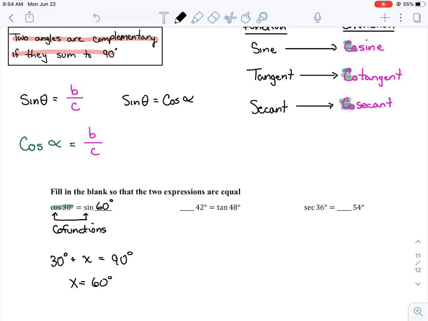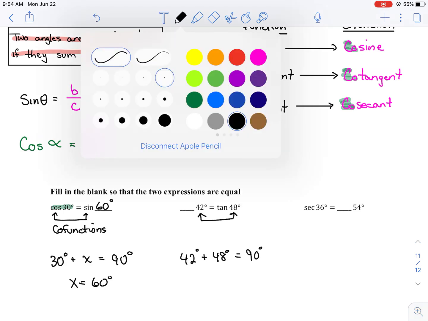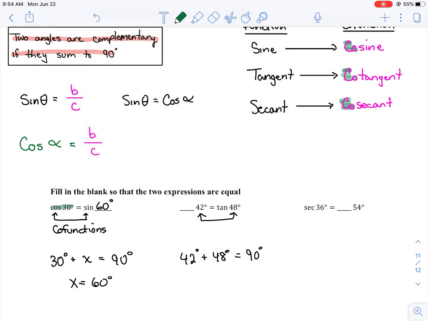Next example. Blank of 42 degrees is equal to the tangent of 48. All right, so let's take a look at the angles here. 42 plus 48. Well, that's 90 degrees. So we need to find the cofunction for tangent so that these two expressions are equal. And the cofunction for tangent is cotangent. So the cotangent of 42 degrees is equal to the tangent of 48.